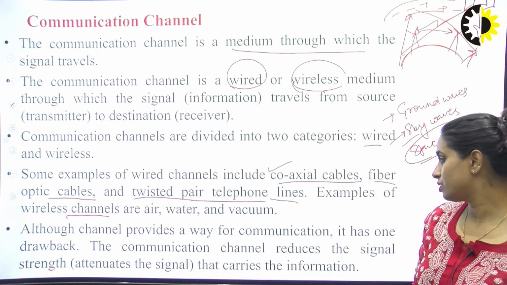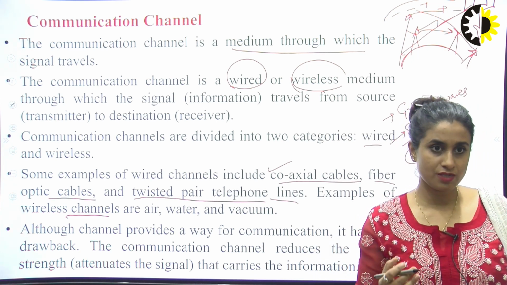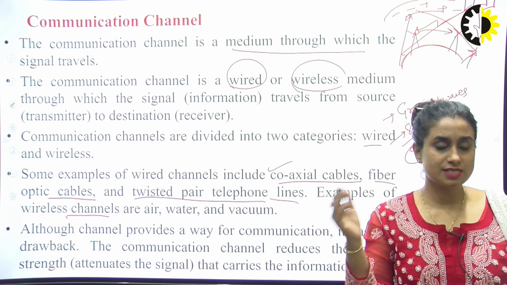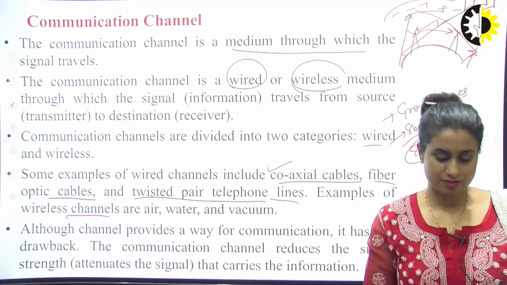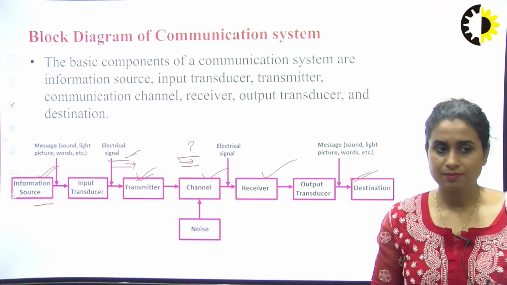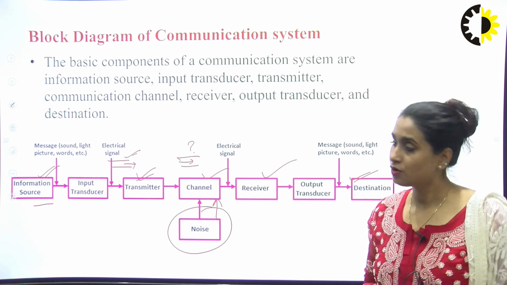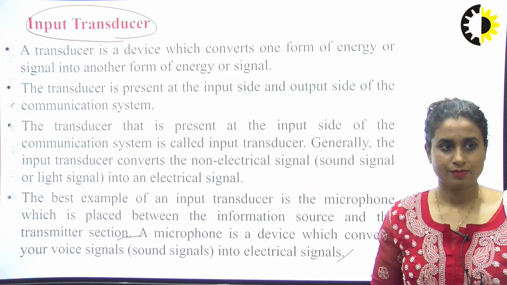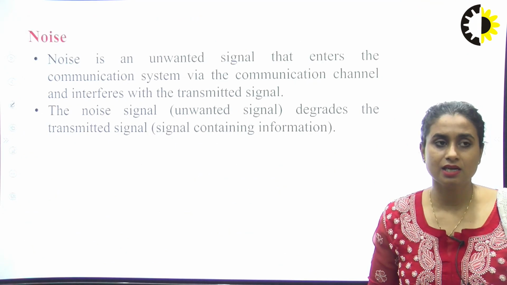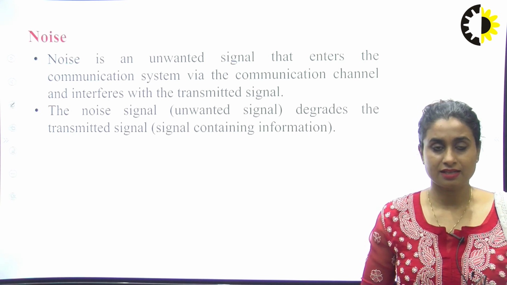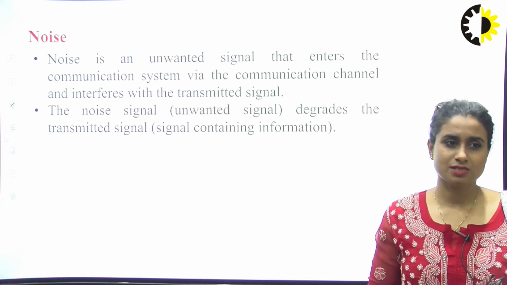The communication channel reduces the strength. While the channel is very long, usually your two users are located at a physical distance, so the strength of the signal reduces while it propagates in the channel. Noise is something which is undesirable, but we have to study noise as it gets incorporated within the channel. Noise is an unwanted signal that enters the communication system via the communication channel. There are different kinds of noise, flicker noise, white Gaussian noise. We can study about this in detail in the coming lectures.